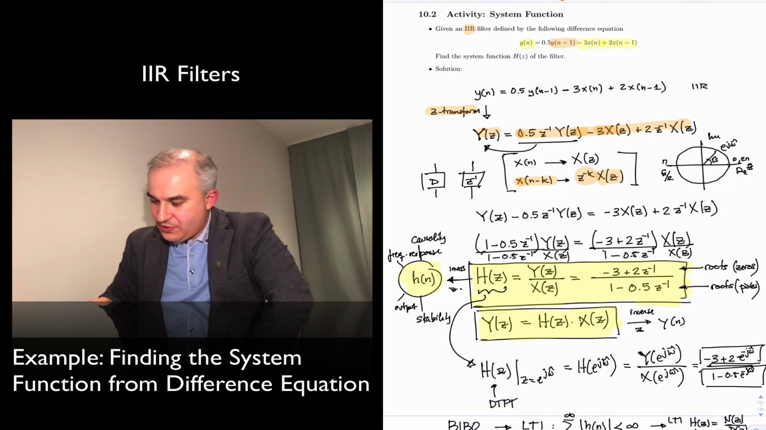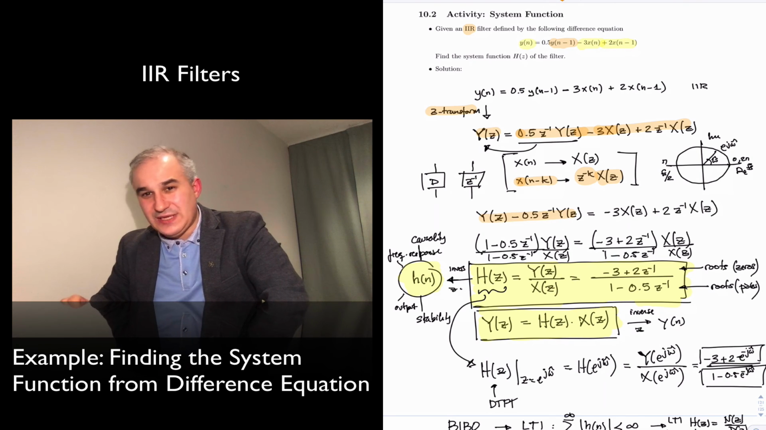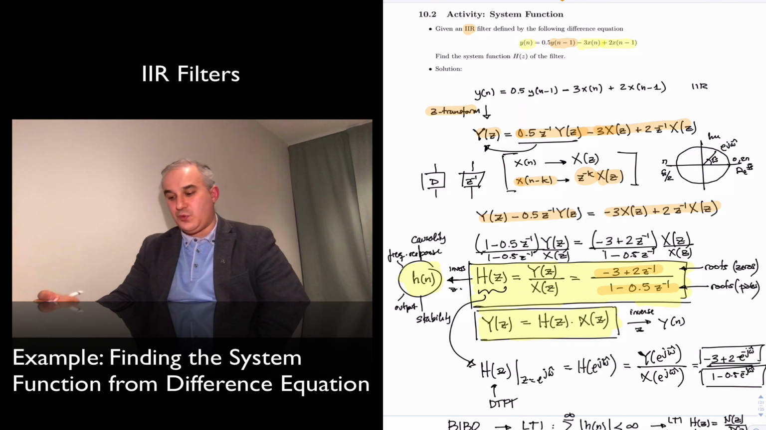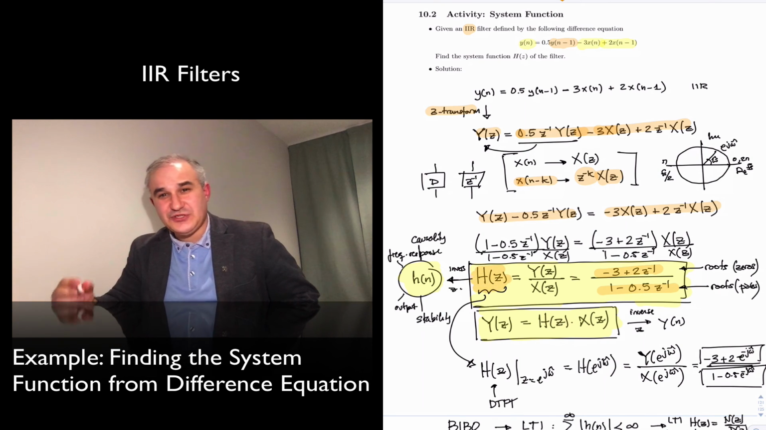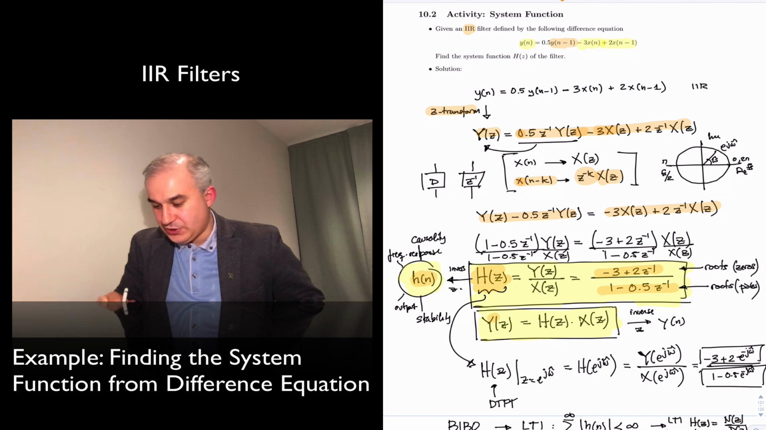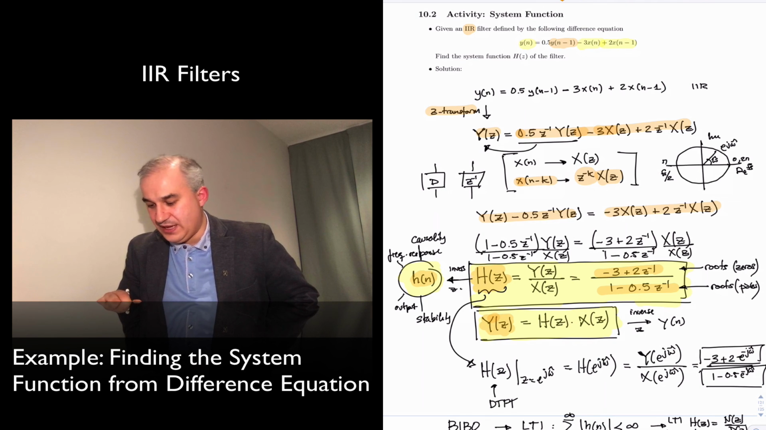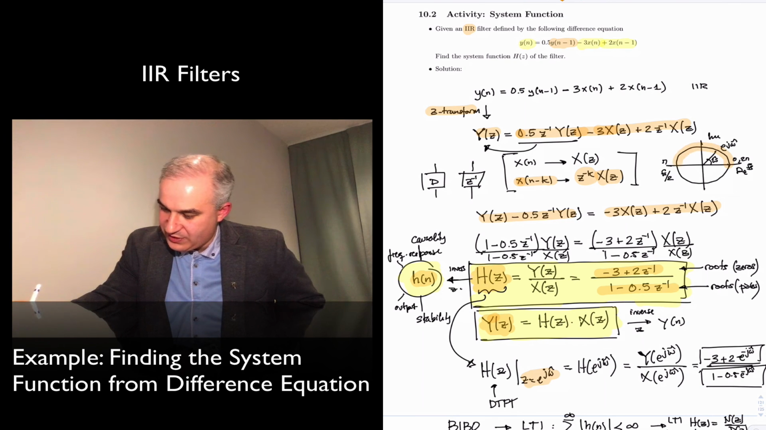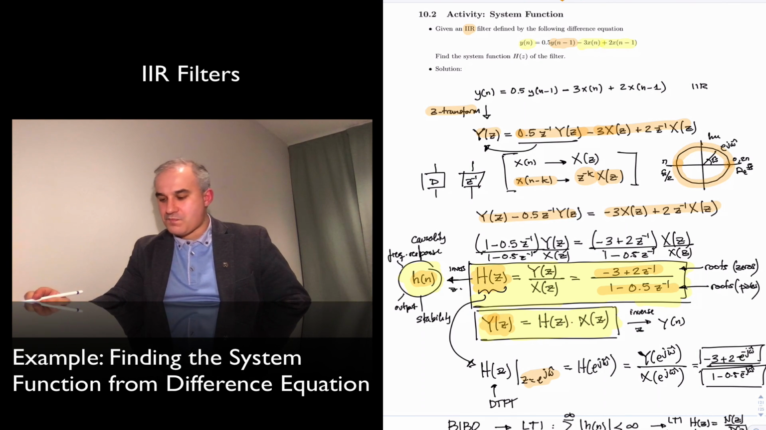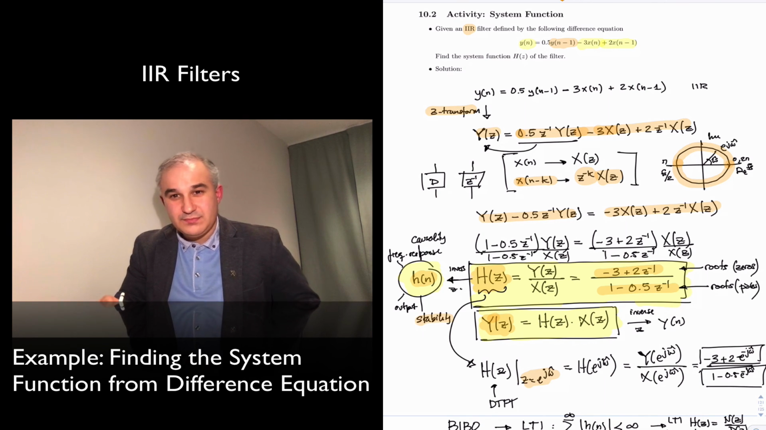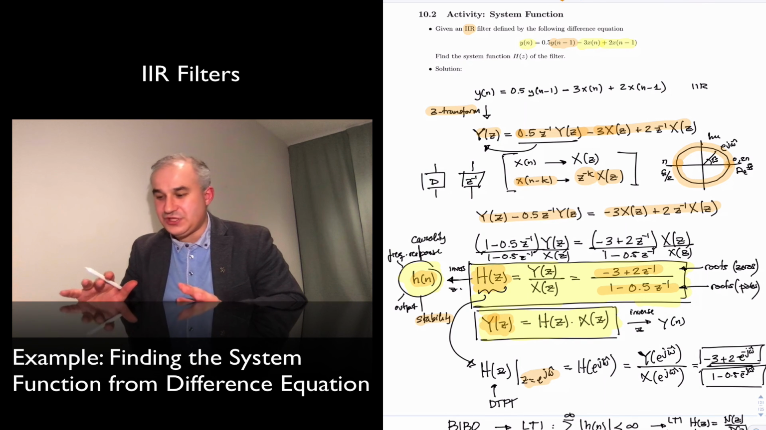So you take the transform, put all the factors that depend on the output on one side and the ones that depend on the input on the other, and then basically you just solve it. And with that you have the system function, a complete characterization of the system. With it you can find the impulse response. With it you can find the output in the z domain. With it you can find the frequency response by evaluating the frequency around the unit circle. With it you can assess stability. Everything that there is to know about the system is contained in the system function.